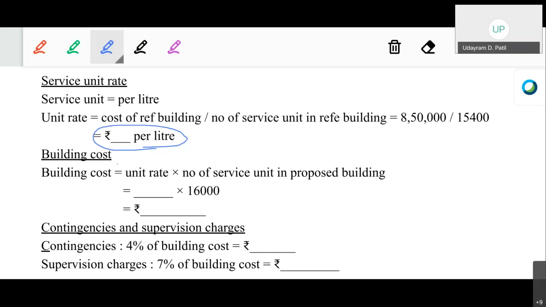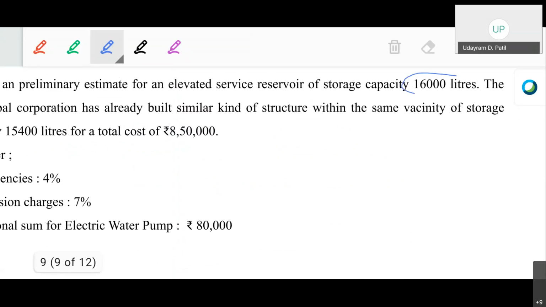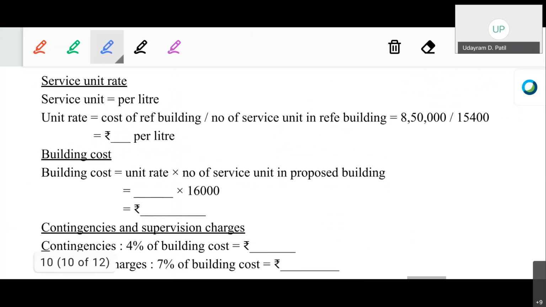Okay, so the unit rate or the service unit rate for the particular structure is 55.195 rupees per liter. Okay, so obviously the next step will be the building cost. As we know, building cost will be service unit rate multiplied by the number of service units in the proposed building. Now the proposed building has 16,000 liters. So obviously the unit rate 55.195 is multiplied by 16,000. That will give us the building cost for that particular project.